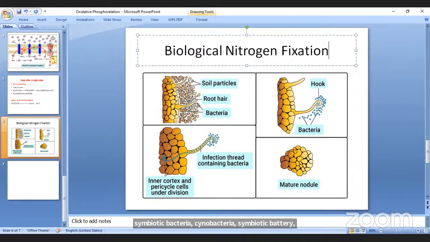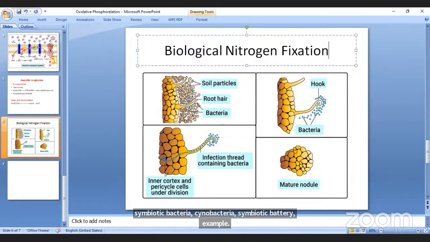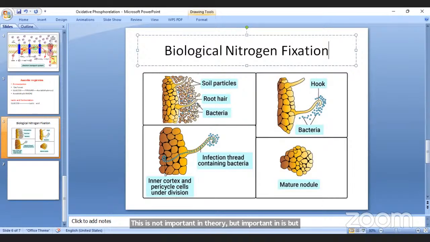This is not important in theory, but important in competitive exams. All of you turn to page number 240, Table 15.2, important nitrogen fixing organisms. This is not important in theory, but important in competitive exams. Here given asymbiotic examples: bacteria, aerobic bacteria, example Azotobacter.